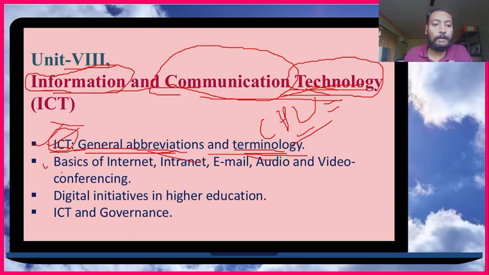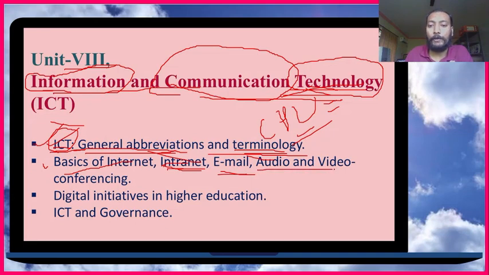Second point, the basics of the internet. What are the basic systems or basic features of the internet? And how to use the internet properly, that is also a different part, so we will look at it separately. Then email: what are the components of email, and the different types of emails, like Gmail, Yahoo Mail, we will be looking at.